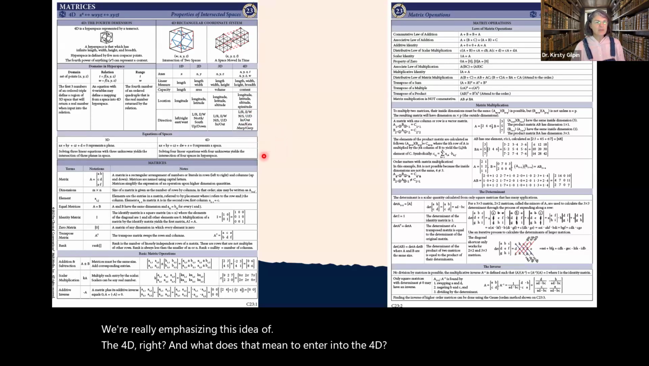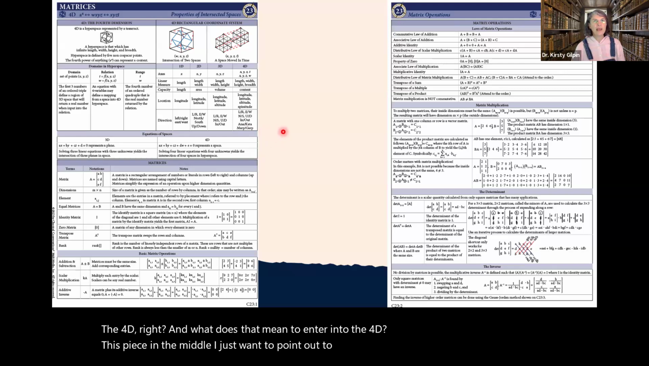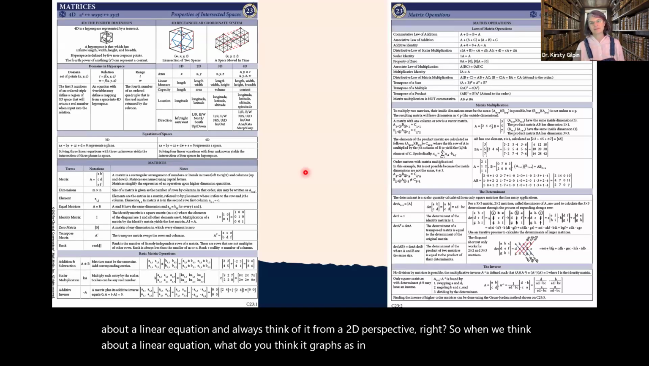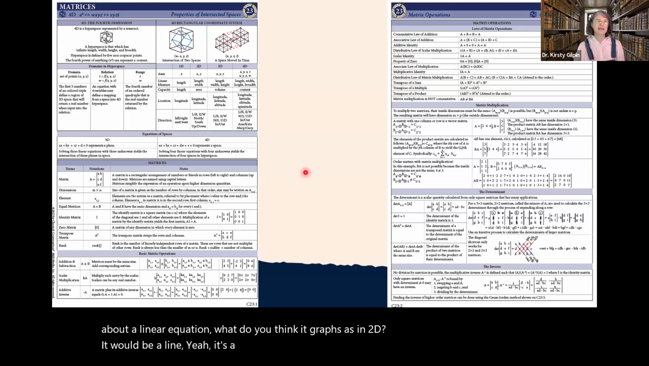This piece in the middle, I just want to point out to you because we have a tendency to think about a linear equation and always think of it from a 2D perspective. So when we think about a linear equation, what do you think it graphs as in 2D? That would be a line. Yeah, it's a line in 2D. And so we're happy because lines are fairly straightforward in 2D.